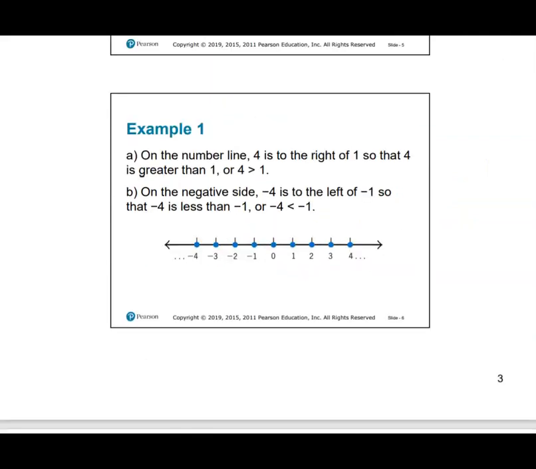On the number line, 4 is to the right of 1, so 4 is greater than 1, and you would write that 4 is greater than 1. So we've got 1 here, and we can see 4 is bigger than that. On the negative side, it almost seems like it goes backwards. Negative 4 is to the left of negative 1, so negative 4 is less than negative 1. So negative numbers are going to kind of move in the opposite direction of what you would think.